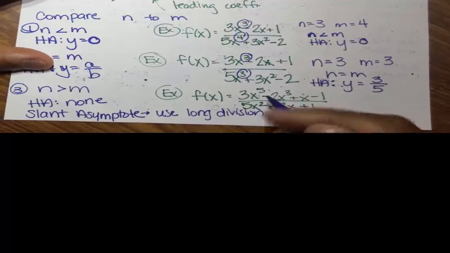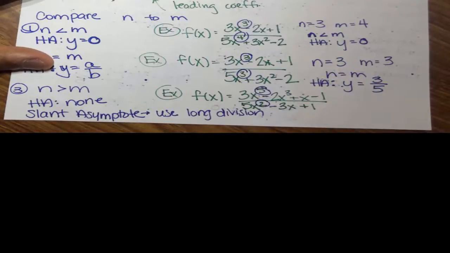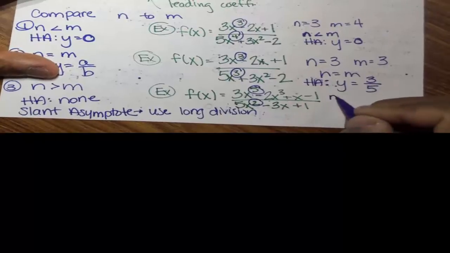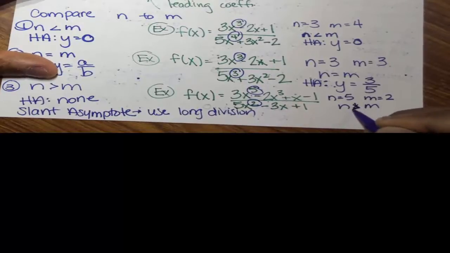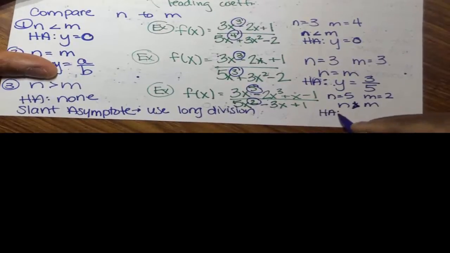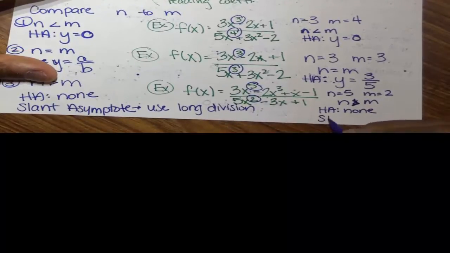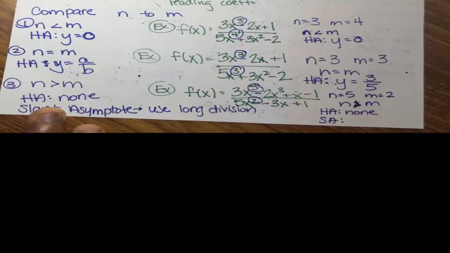When I look at this, notice that the top exponent is a 5 and the bottom exponent is a 2, right? Are they in standard form? This time, n is equal to 5, m is equal to 2. When you compare them, n is less than m. Everybody understand that? Or n is actually greater than m. I'm sorry, n is greater than m. So will I have a horizontal asymptote? No. Horizontal asymptote is going to be none. This means you have to find a slant asymptote. And we'll find that later, not today though. So we'll stop there.